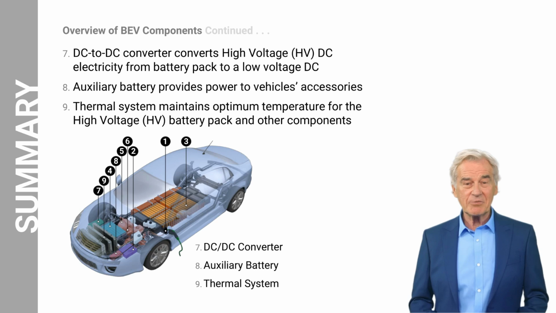The DC to DC converter converts the high-voltage DC power from the high-voltage battery to the low-voltage DC power required for the auxiliary systems and for charging the 12-volt battery. The auxiliary battery supplies electricity to power the vehicle accessories, ensuring the smooth operation of various electrical systems and components. The thermal system, including cooling mechanisms, maintains optimal operating temperatures for various components, particularly the high-voltage battery pack, ensuring performance and longevity. Understanding the interactions of the main components is essential to grasp the fundamental workings of a BEV. It is important to remember the significance of these components and how they work together.